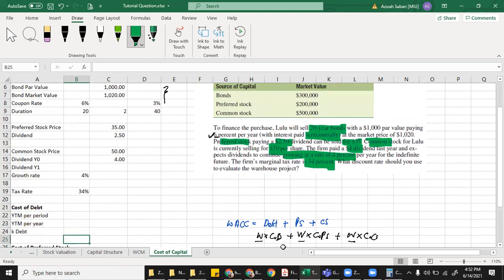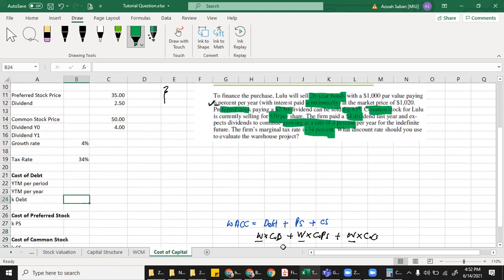All right. So first of all, let's have a look at cost of debt. To calculate cost of debt, let me write down the formula. Cost of debt is equal to yield times (1 minus tax rate). So we have to calculate what the yield is. How to calculate yield?